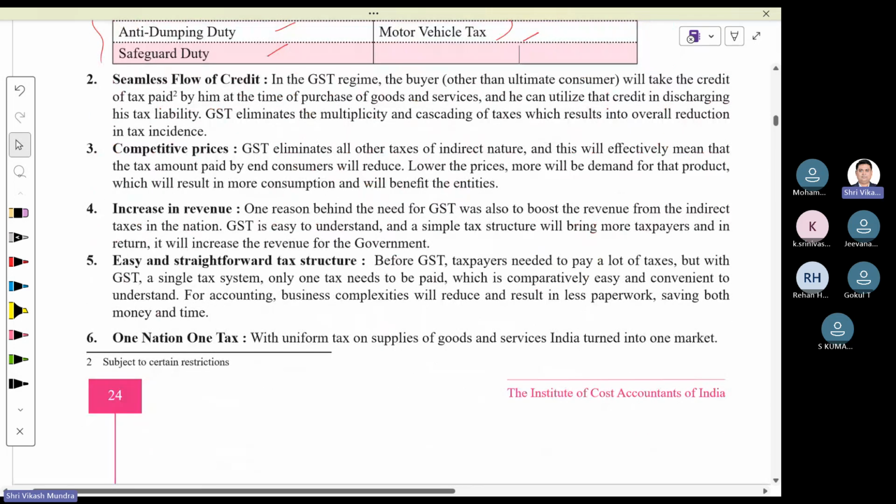Then, due to GST, prices are going to decrease, which will make our prices competitive. So we can export more, and our trade deficit would be taken care of by this movement.